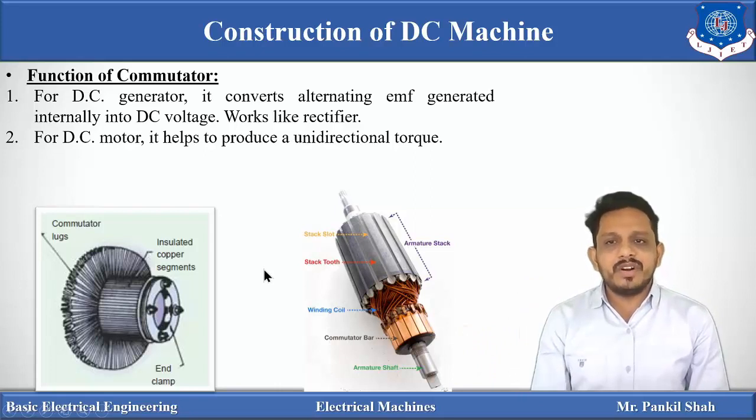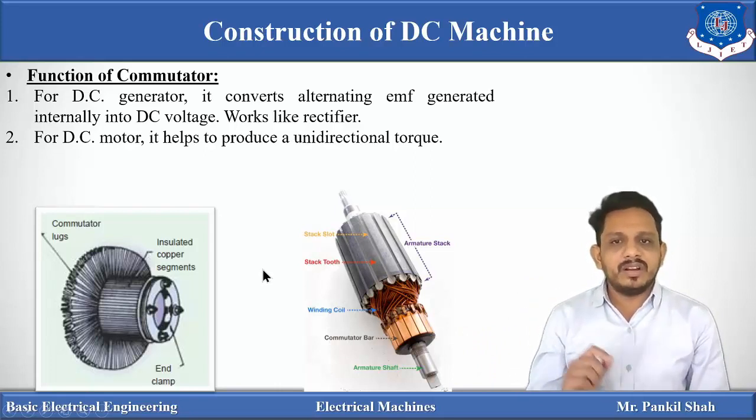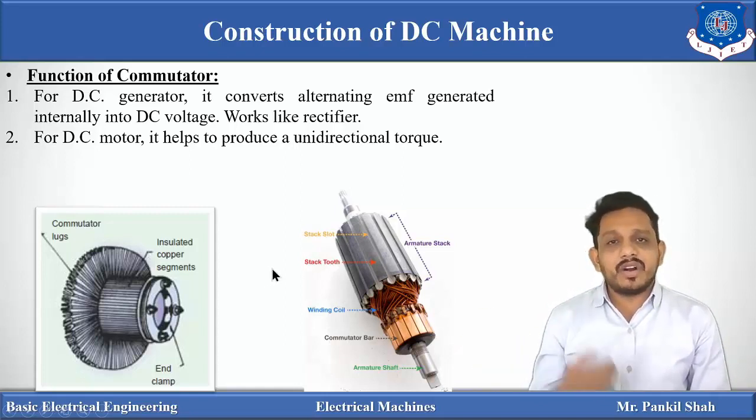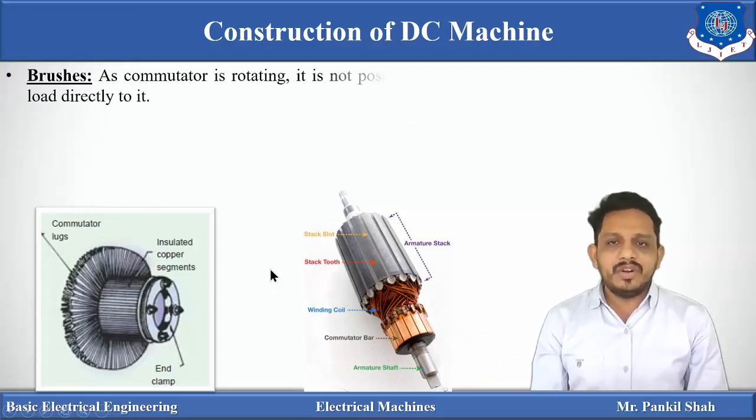The second purpose of the commutator is for the DC motor. It helps to produce unidirectional torque. So in the case of a DC motor, unidirectional torque can be achieved by the commutator.